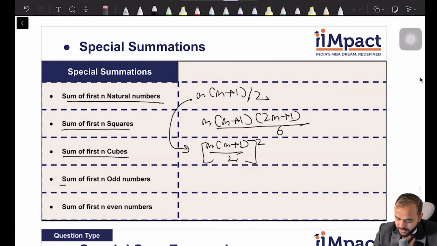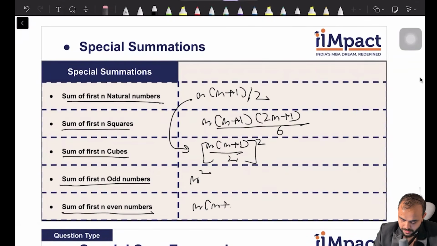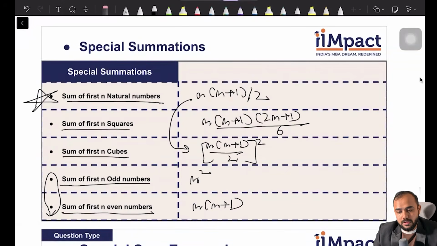Okay. Sum of first n odd numbers: n square. Sum of first n even numbers: n into n plus 1. These two are probably not as important. This one is highly important. You might end up using it in other topic areas as well, not just sequences and series.